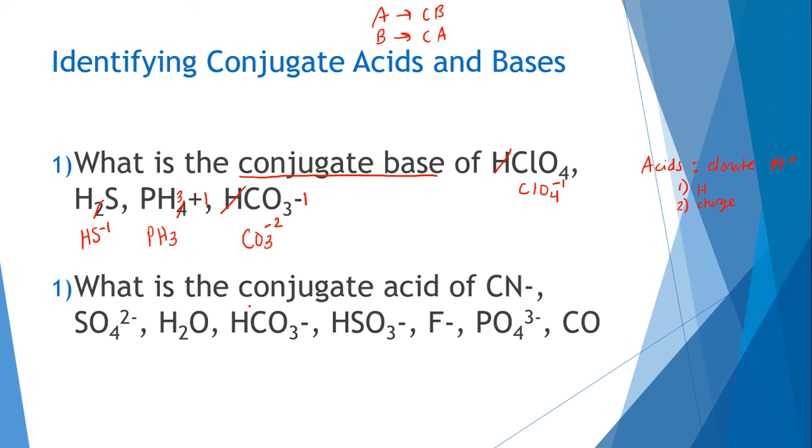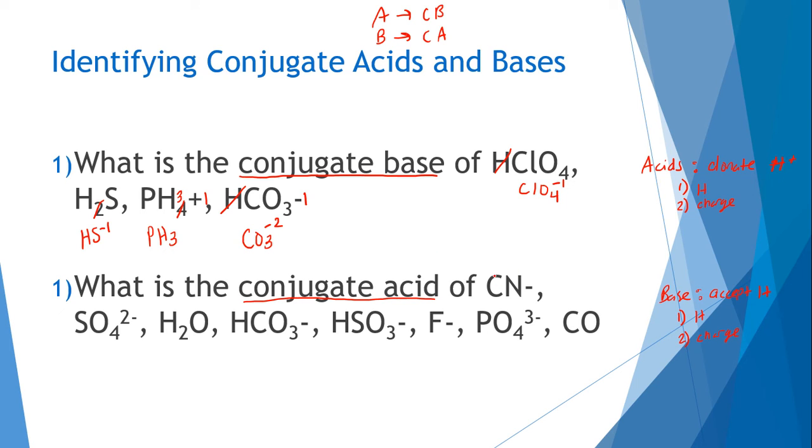Here on this one, it's asking for conjugate acids. So if I have a conjugate acid, that means that I'm working with a base. All of these others are bases, and they're going to accept a hydrogen. When you do these, you have to look at the hydrogen and then make sure you change the charge.